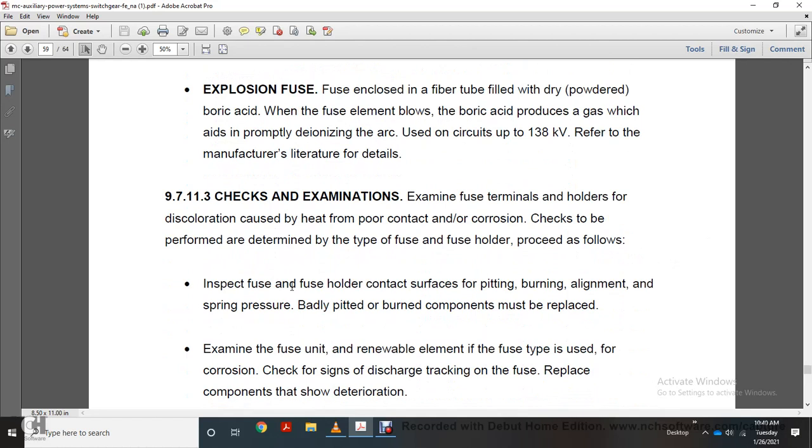9.7.11.3. Check the examinations. Examine fuse terminals and holders for discoloration, cause of heat, poor contact, and or corrosion. Checks to be performed are determined by the type of the fuse and the fuse holder. Proceed as follows. Inspect fuse and fuse holder contact surfaces for pitting and burning, and for alignment and spring pressure. Pitted or burned components must be replaced.